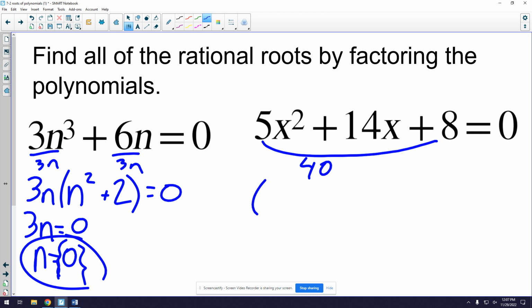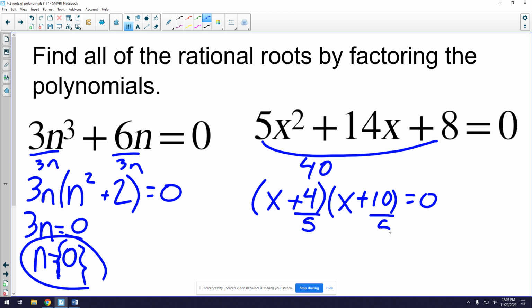If you recall how to factor this, you're going to take x plus, one of our numbers was 4, and x plus the other number was 10. I'm not done factoring. You do not set this equal to 0. You are not done factoring. Got to deal with that 5 in front of your x squared. You are going to divide both 4 and 10 by 5. Four over 5 does not divide. It does not reduce. So you slide the 5 in front of x. But 10 divided by 5 is 2.